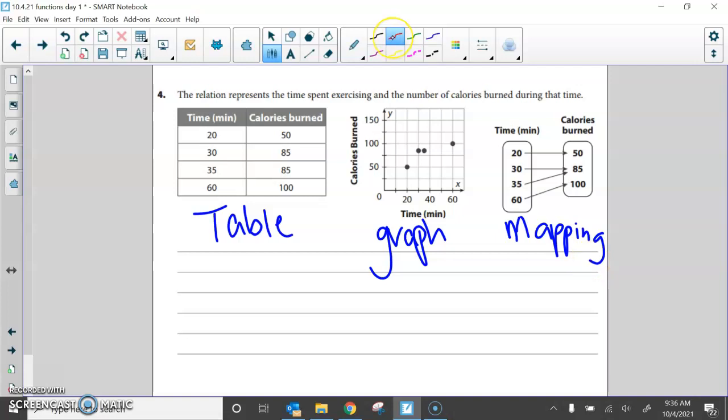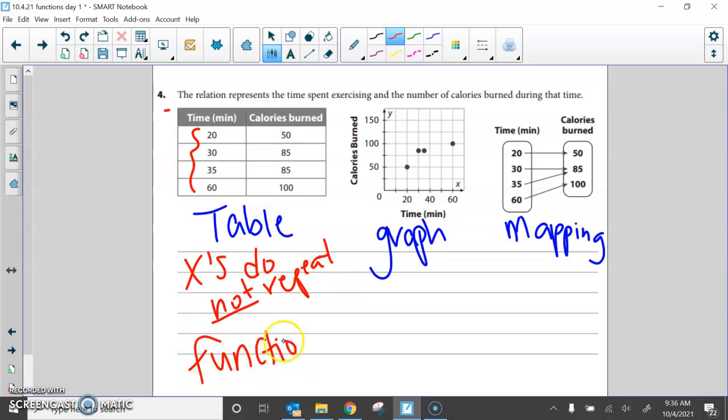If I just look at the table first, my x's, do they repeat? No, they do not repeat. I have a 20, a 30, a 35, and a 60. So because the x's do not repeat, it's a function. If this one on the left is a function, that means the graph's also a function, and that means the mapping is also a function when we're trying to figure this out.